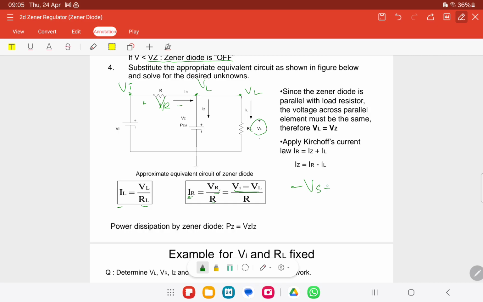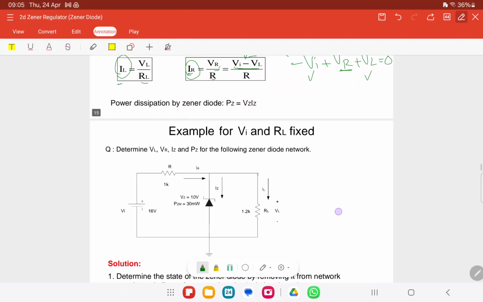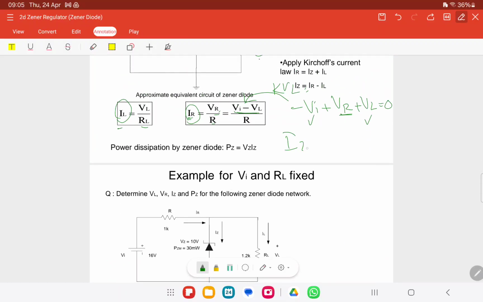Minus VS plus VR plus VL equals 0. This is KVL. So with VL already given, we can get the VR, which is why it goes in here. Okay, so you can get the value of IR. Earlier we got IL. Next, you can get the IZ.